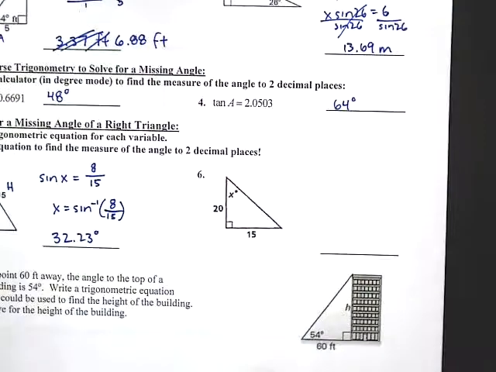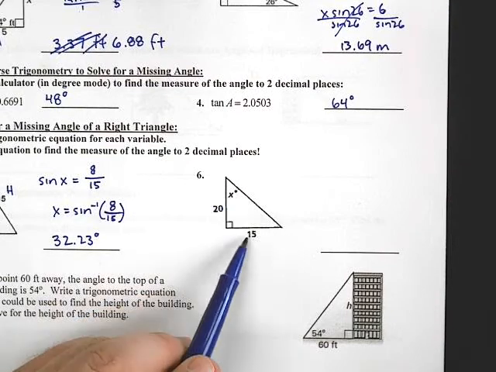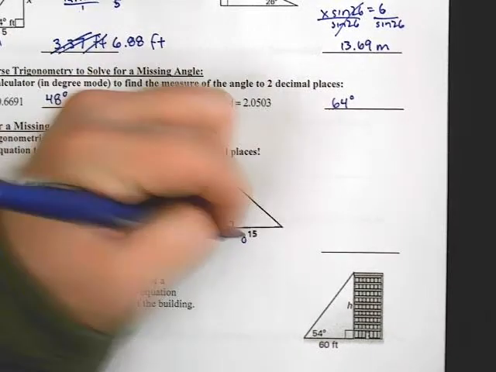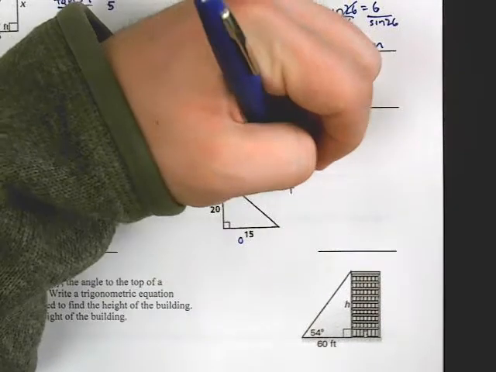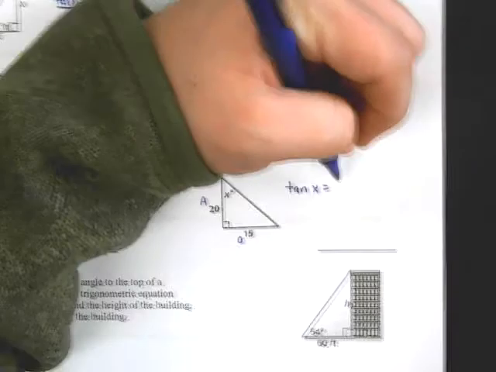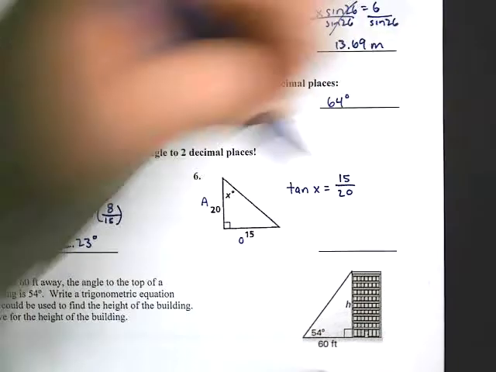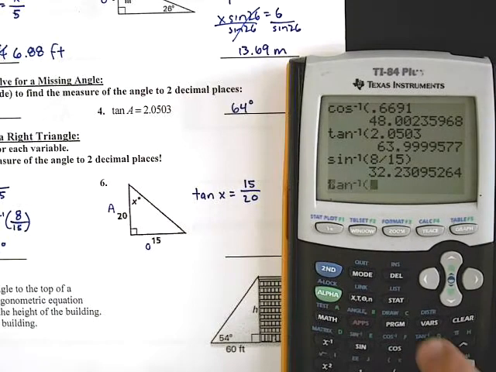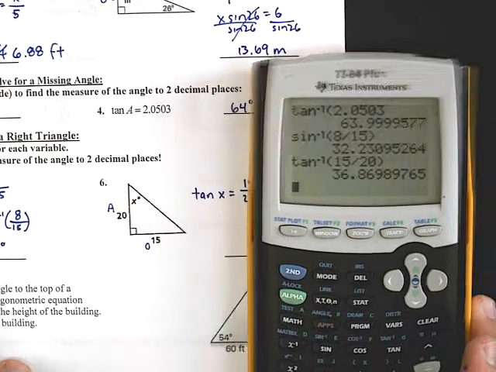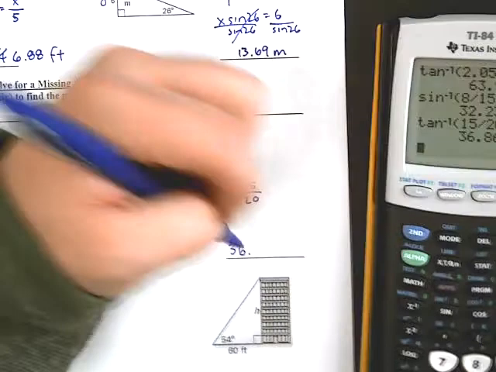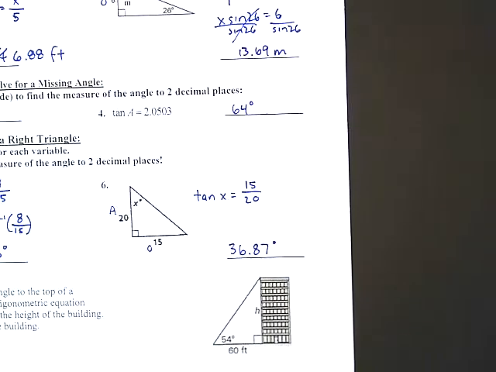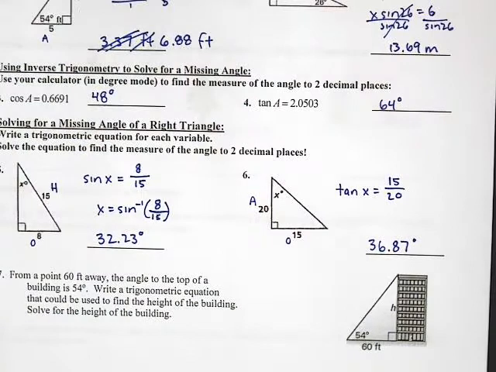Same thing over here, only difference is now, let's say we got opposite leg, adjacent leg, and so the tangent of x is equal to opposite over adjacent. So we would come over here, we would say the inverse tangent of 15 over 20 is equal to 36.87, and we're good.